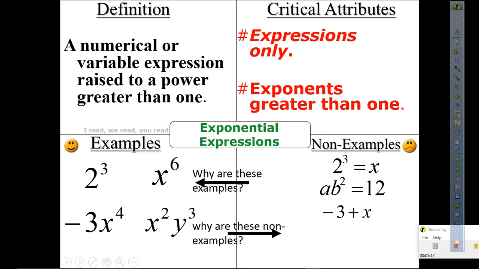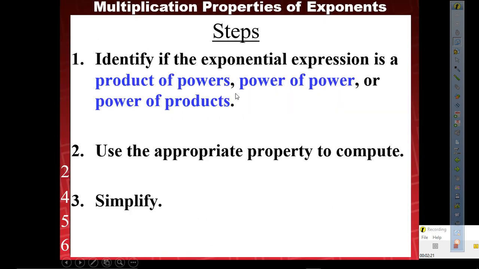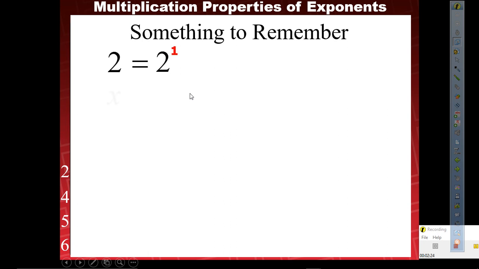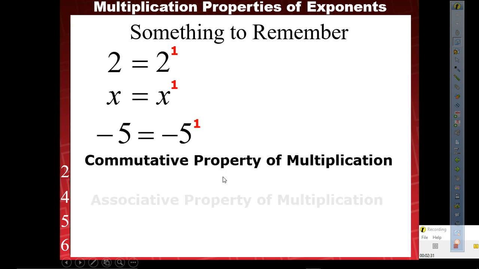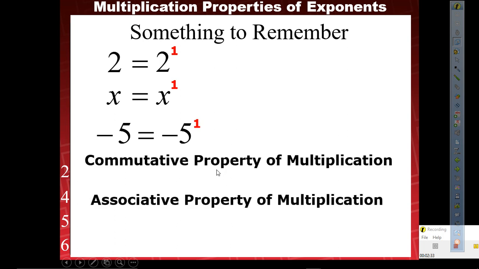Quick recap from yesterday. We said that whenever you see anything that does not have an exponent, you're going to put an exponent of 1. Is that correct? We also talked about the commutative and the associative property of multiplication, and we use those to do the product of powers property. Is that correct? Yes?